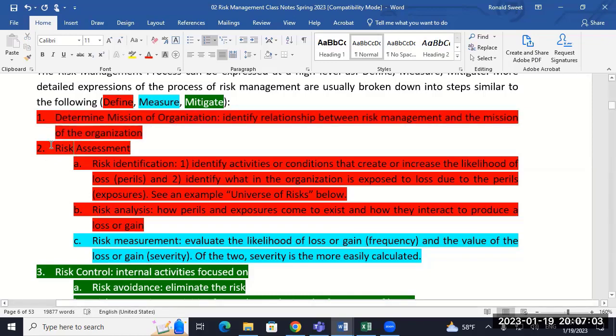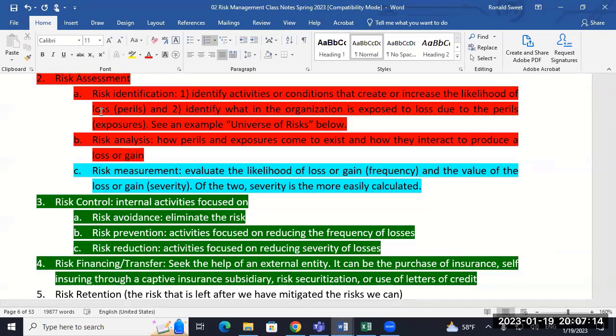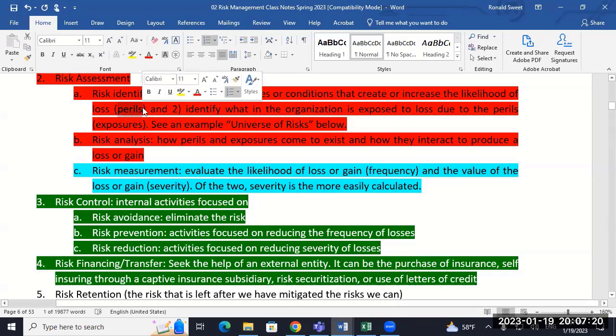Once you figure out why it exists, then you do the measurement part, and the measurement part has a few pieces to it. Risk identification: in risk identification, you're trying to identify perils and exposures. A peril can be something external or something internal. Something external could be interest rates. Interest rates change and that negatively hits your company. It could be the stock market. It could be a fire, some forest on fire. That's external.